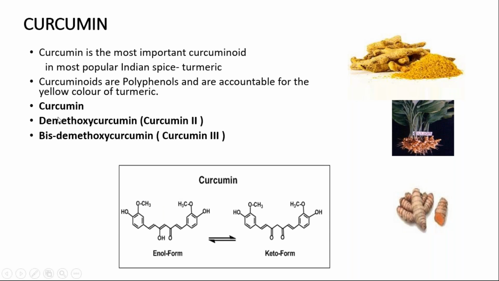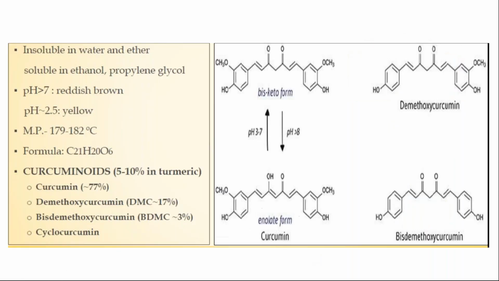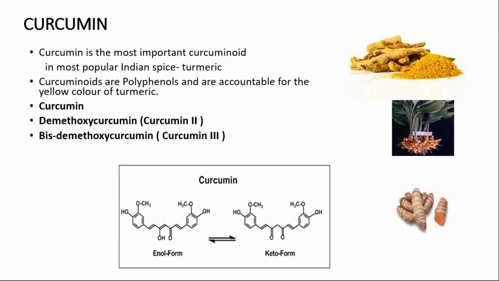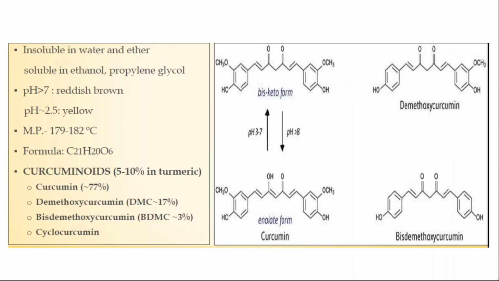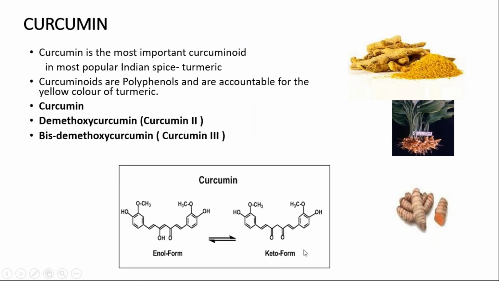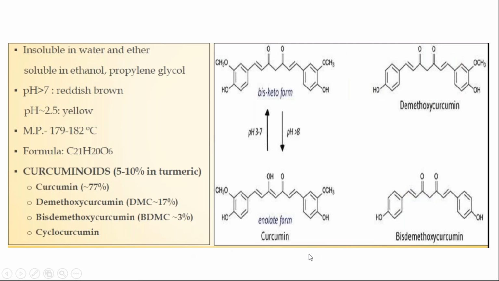There are three types of curcumins, that is curcumin, dimethoxycurcumin, and bis-dimethoxycurcumin. Curcumin as such can exist either as the enol form, that is OH, or it can exist as the double bond, that is the keto form. So, as you look at the structure, it's very hydrophobic, and therefore curcumin is insoluble in water and ether, but soluble in ethanol and propylene glycol.